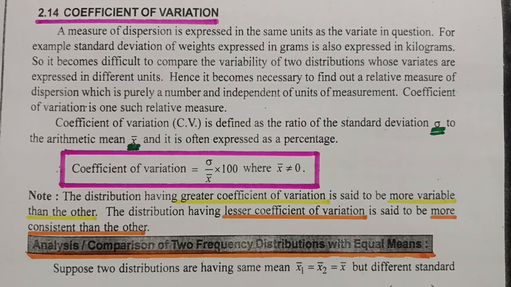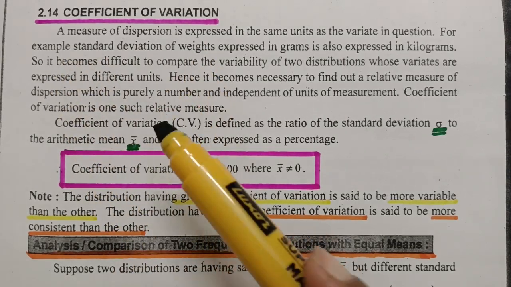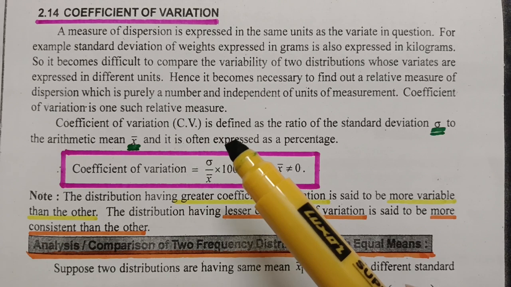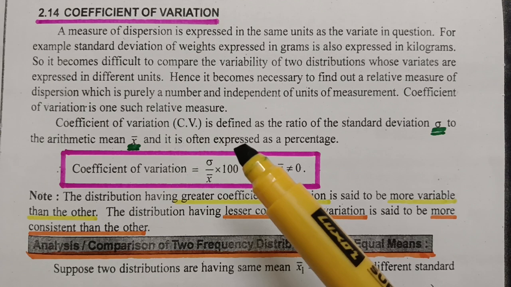Today's topic is on quotient of variation. So this topic is from measures of central tendency and variability, which is the second chapter from probability and statistics. Now we have to learn the quotient of variation and why it is used.